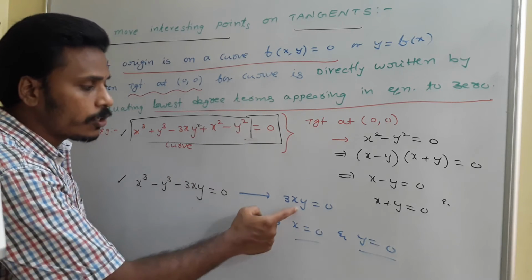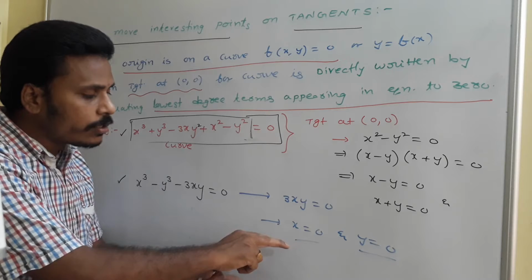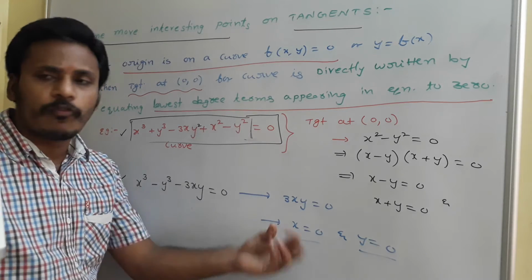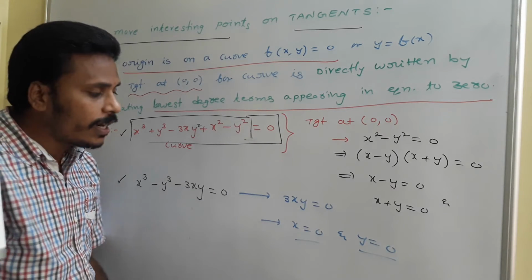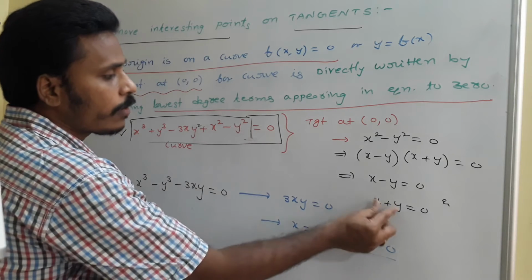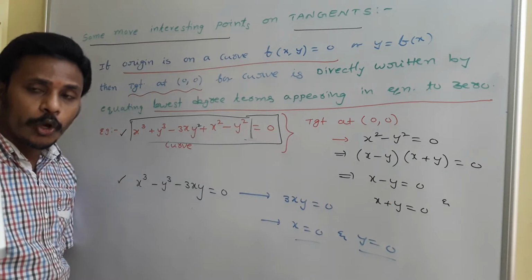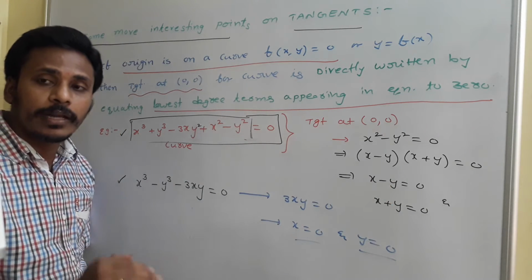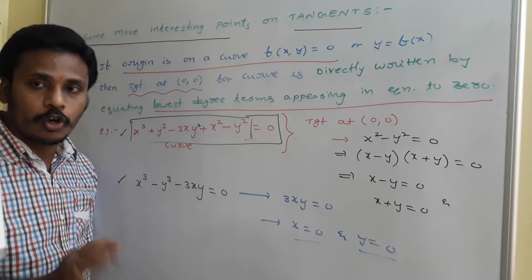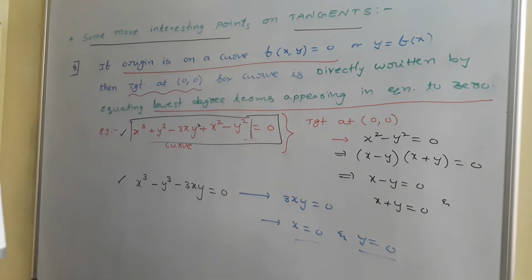Sometimes if you equate it to 0, you may not get a chance of factorizing it. You won't get line equations from that lowest degree terms. At that time we need to mention that there is no tangent for the curve at 0, 0. Okay, you just have a look at this.